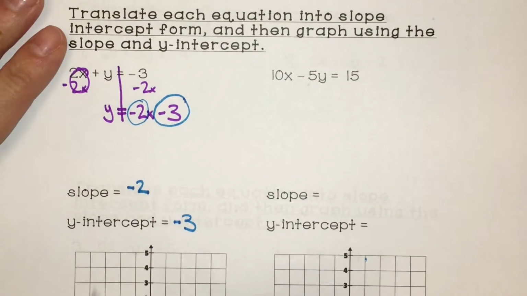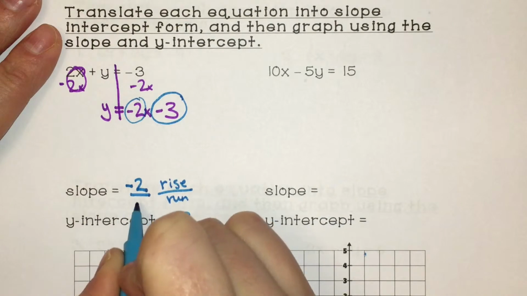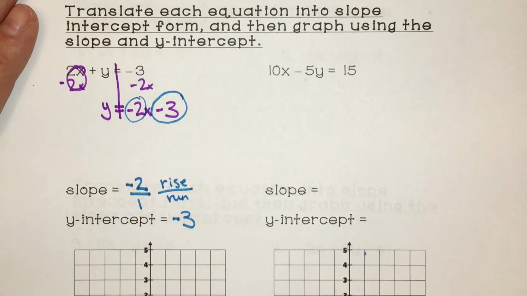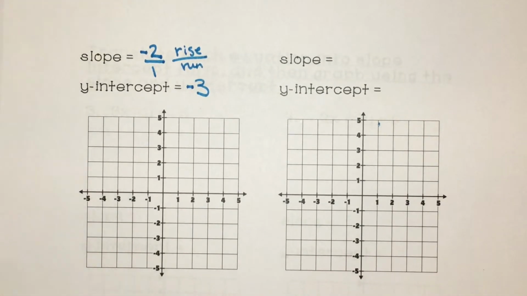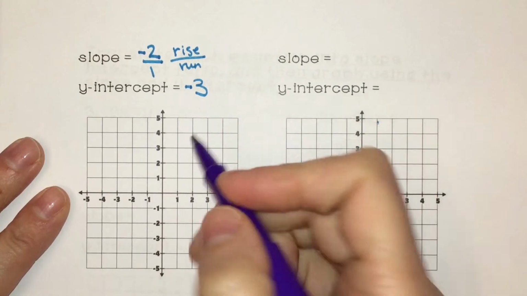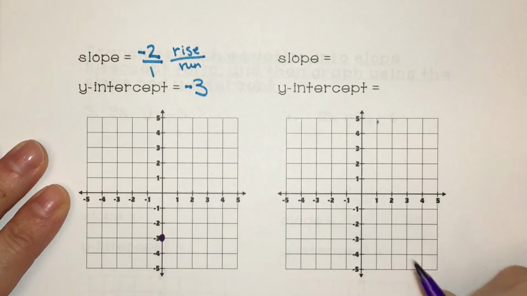I need to make my slope into a fraction so it's in rise over run form. So we're going to put a 1 below the negative 2. Always make it into a fraction by putting a 1 below it if it's a whole number. All right, to graph this, the y-intercept means it goes through my y-axis at negative 3. So I'm going to put my dot.